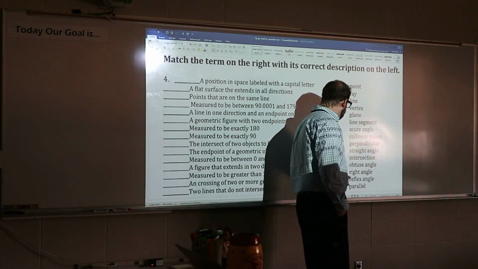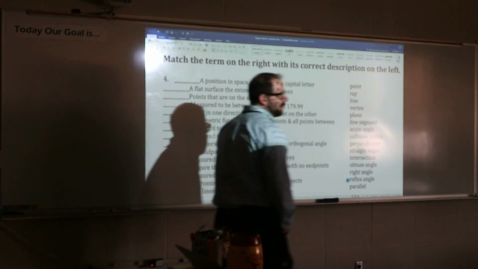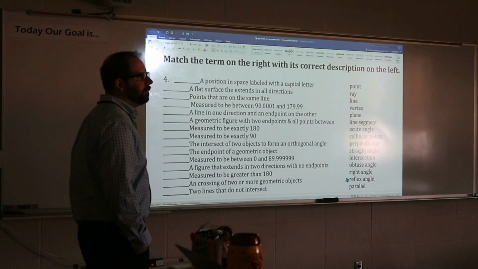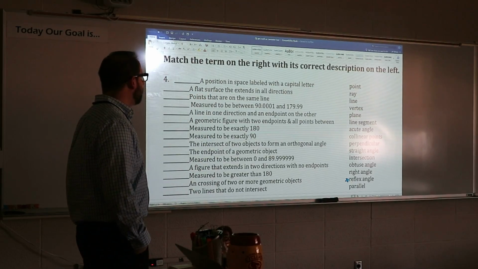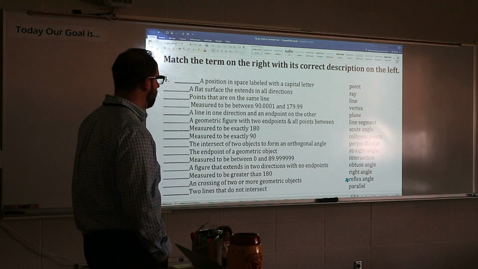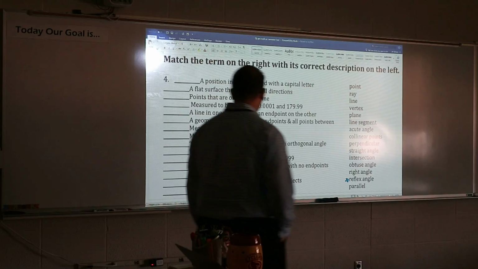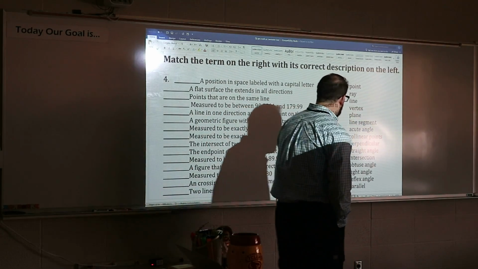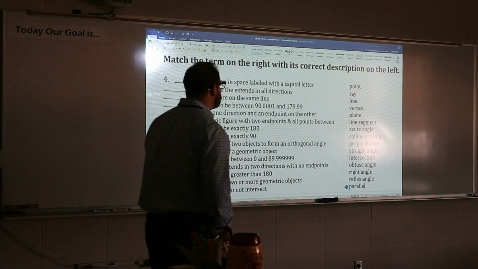Reflex angle. Should only have two spaces left now. A reflex angle is greater than 180. And then parallel, obviously this should be your last one. It's two lines that do not intersect. They do not cross. That's parallel.